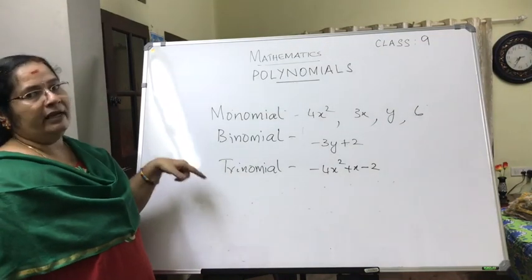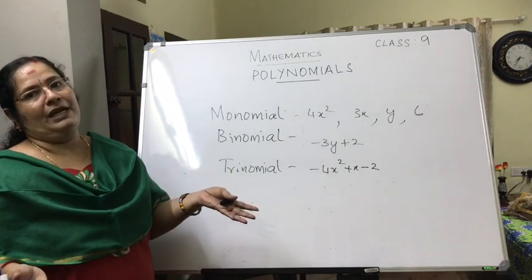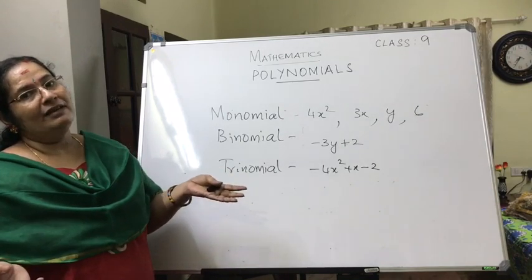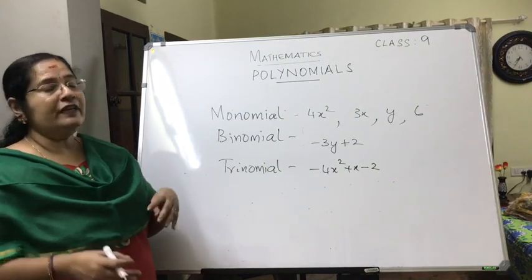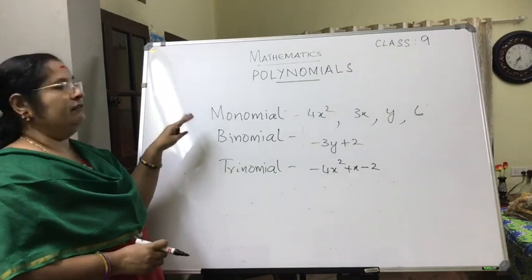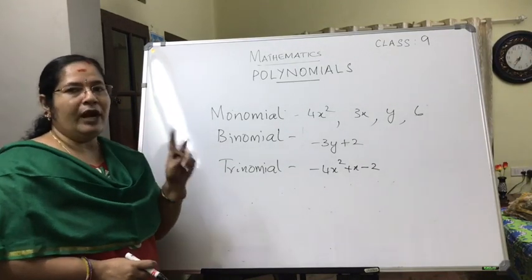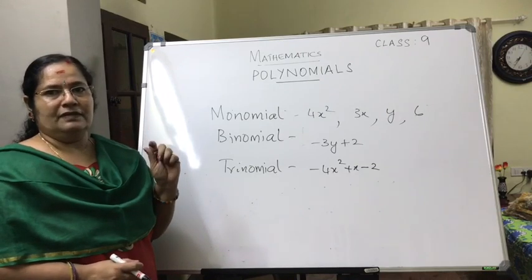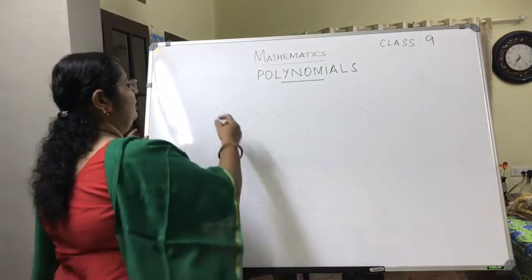So have you understood the classification of polynomials based on the number of terms? Monomial, binomial, trinomial, and after that we generally call it a polynomial. A polynomial can have any number, n number of terms. But specifically if it has 1, 2 or 3 terms, we give some names for it: monomial, binomial and trinomial. Is that clear? Okay.